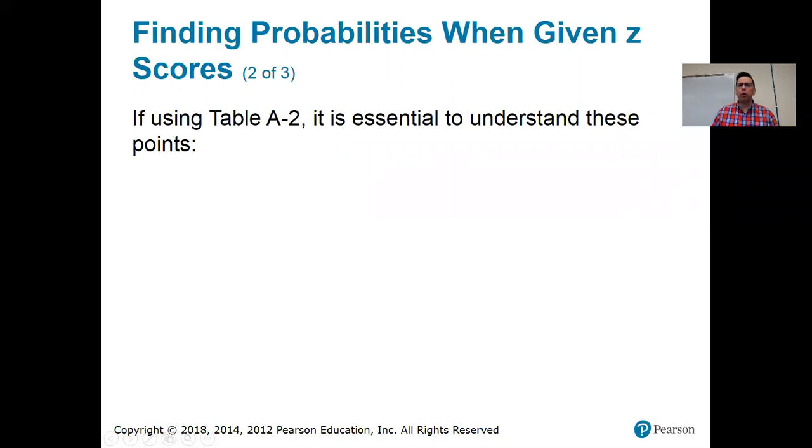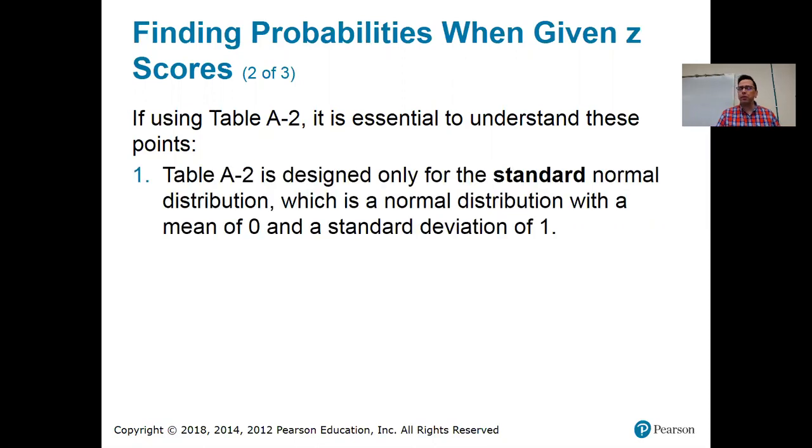Okay. When you're using Table A.2, it's important to understand a few things. Number one, it's designed only for the standard normal distribution. Now in this section, that's all we're talking about is just the standard normal distribution. But in the next section, we're going to allow the mean and the standard deviation to be whatever they are, okay? So when we get to that section, the first step will be to convert it over to standard normal distribution.